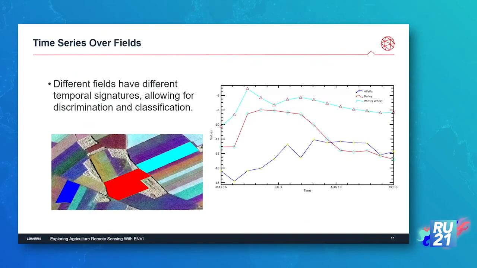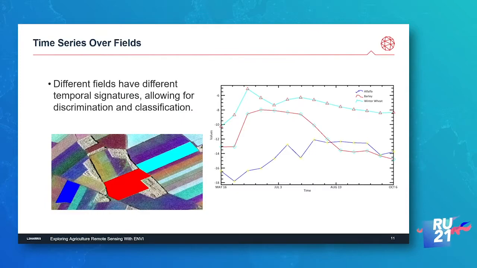Here we have a few fields highlighted in blue, light blue, and red so that we can take a look at the temporal separability of multiple crops. Similar to the optical data, we can use the image made up of multiple dates to track the changes over the entire fields and compare them for analysis.